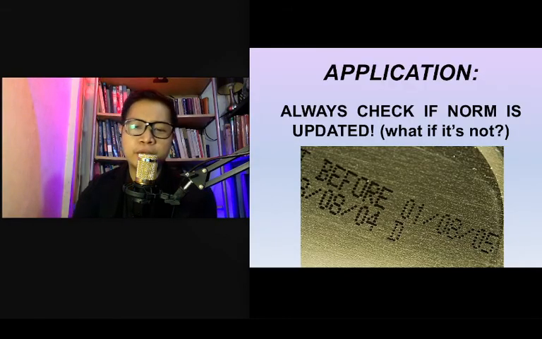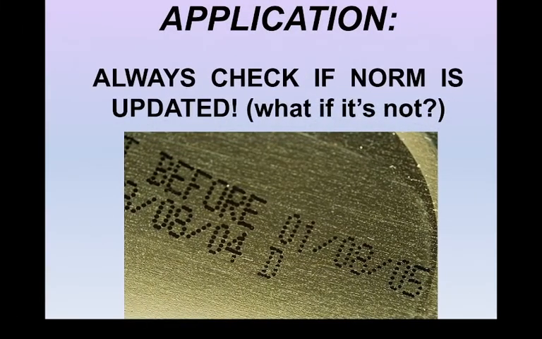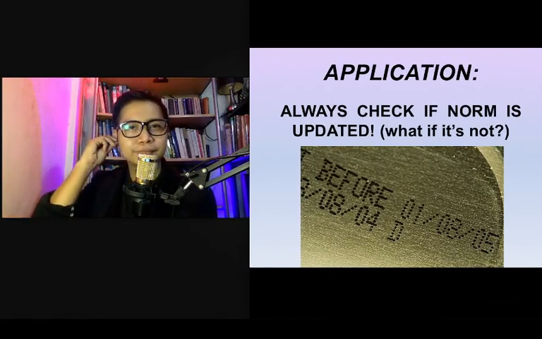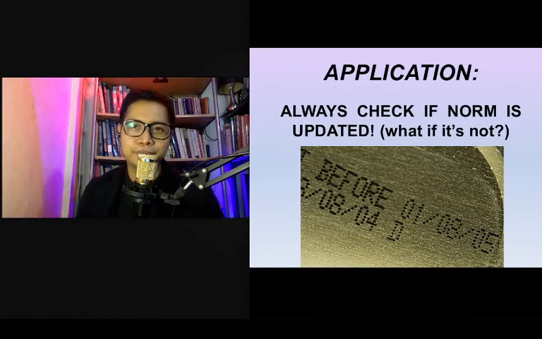Kaya alam nyo ang application dito as we close, you always check if the norm is updated. You have a raw score. You have the norm with you. Before you use that norm to interpret your raw score, tignan mo muna yung origin ng norm. Yung detail ng norm. Nakasulat naman sa manual yan eh. Kailan ba ginawa yung norm? Within 5 years pa ba?